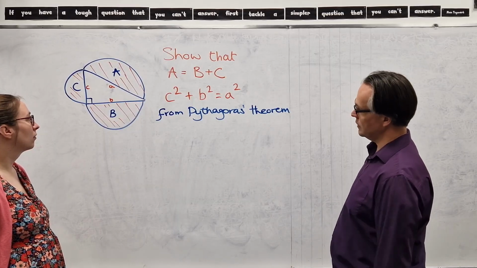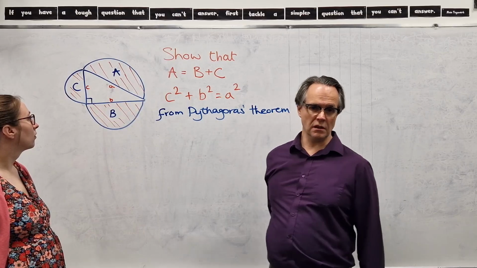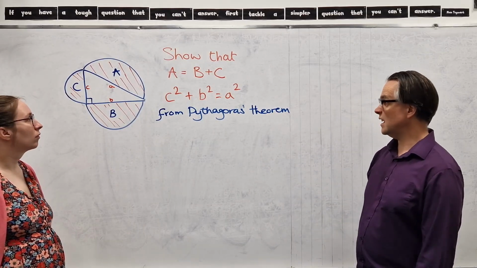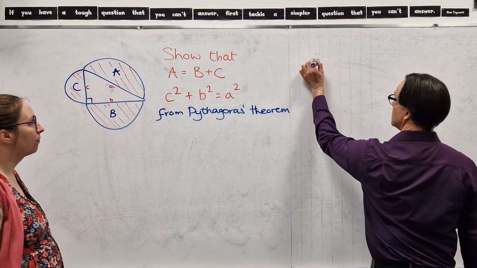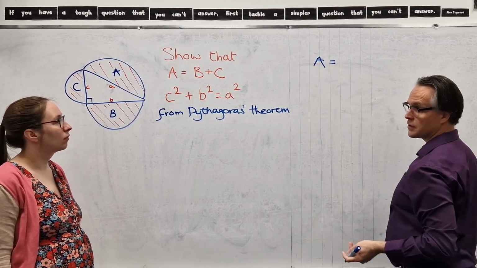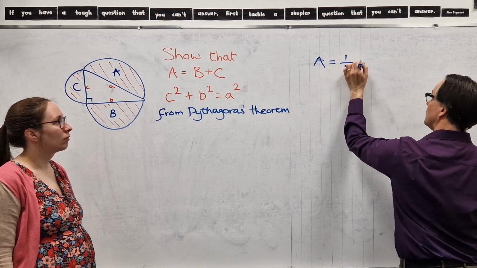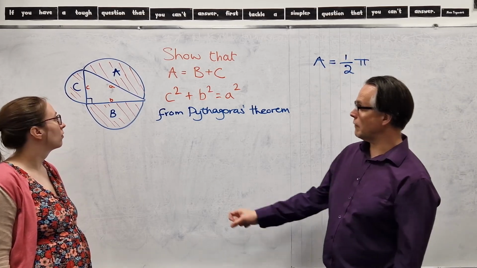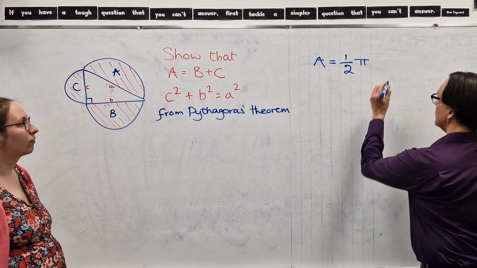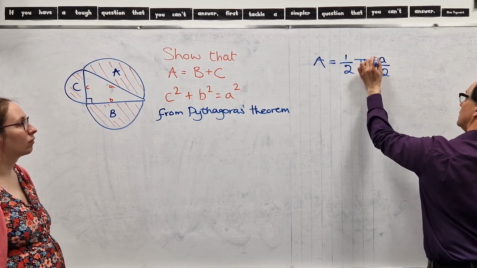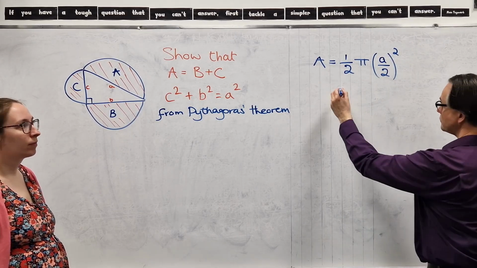Now, how are we going to proceed? So, it's to do with the areas of these semicircles. So why don't we write down what the areas of those semicircles are? So let's go A. Now it's half a circle. Circle is pi r squared. So it's going to be a half of pi, but r, the radius, if the diameter is A, the radius is going to be half of A. So I'll call that A over 2. And that's squared.